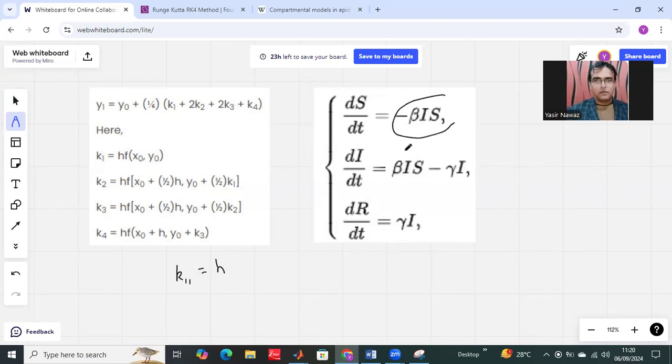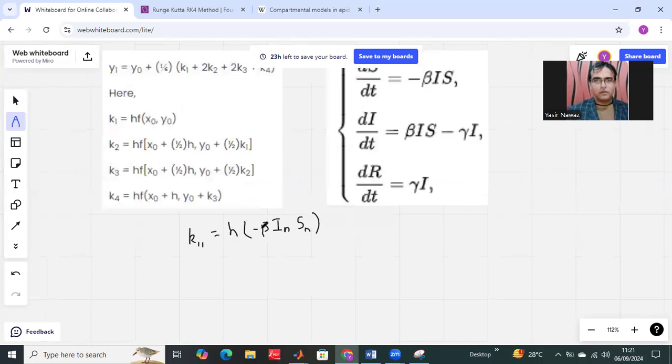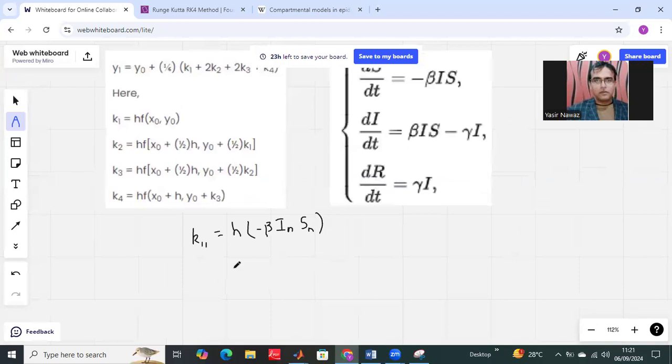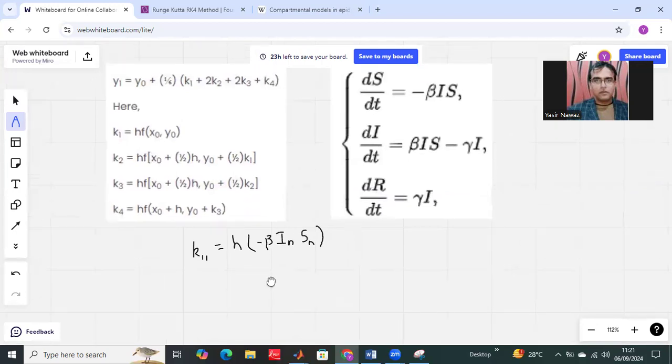So this will be evaluated at minus beta I. Instead of I, I can use IN, SN. I can use I as well. This is for making it general, so that it will work for every grid point. That's a general way to discretize these equations.